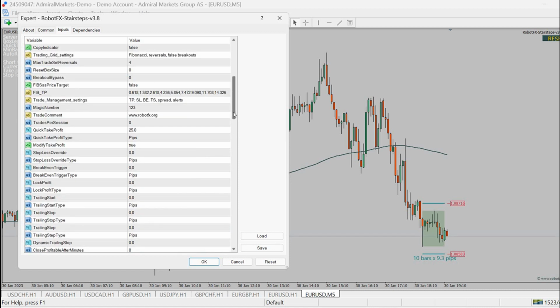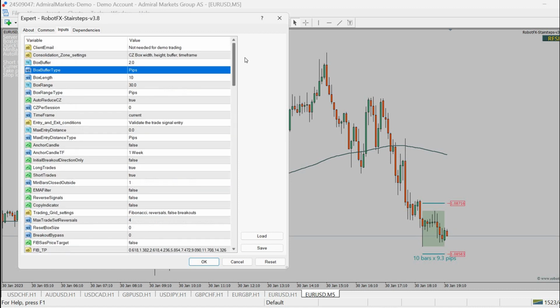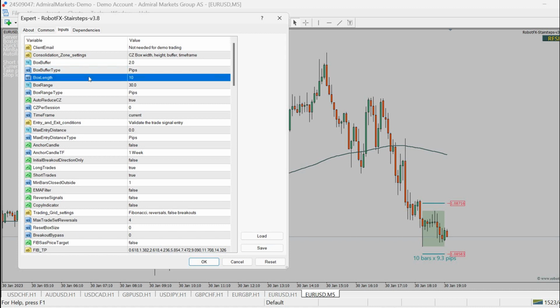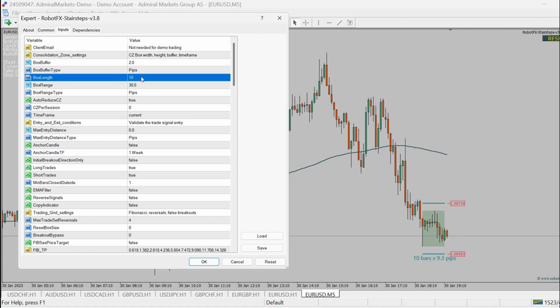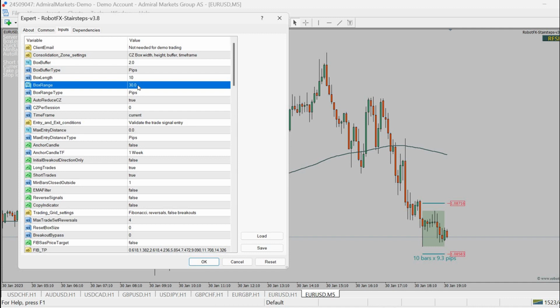Most of the values will be in pips for the explanation of this video, but it can also be a multiplier of the average true range indicator, consolidation zone, or stop loss. Next, we will have the dimension of the consolidation zone, the length and the width, which is the range, or the height as we see it on the chart. The length is obviously in candles or bars, and the width is in pips in my example.